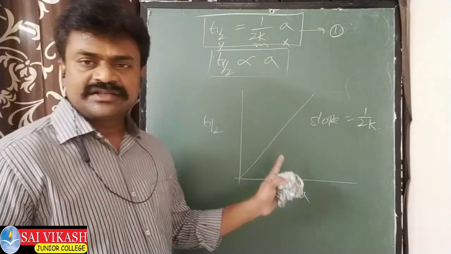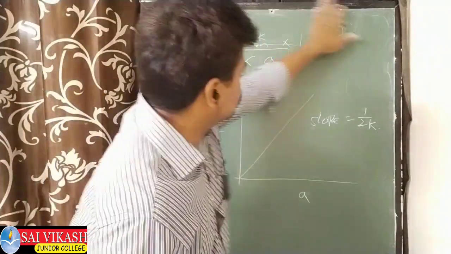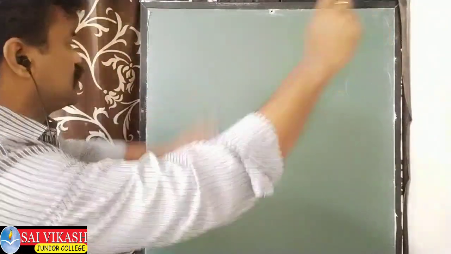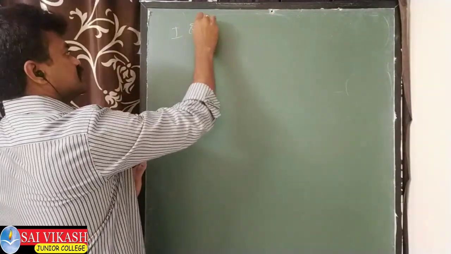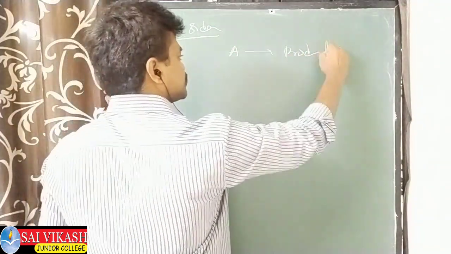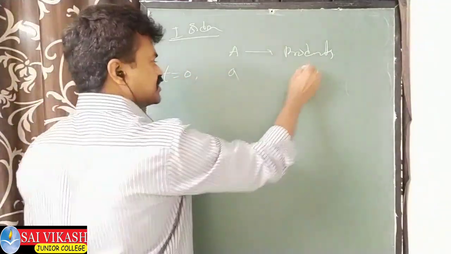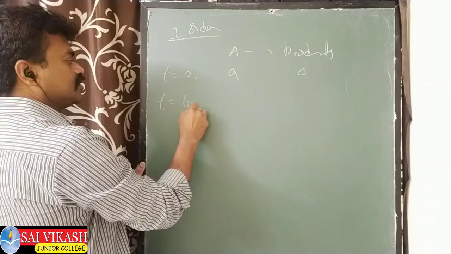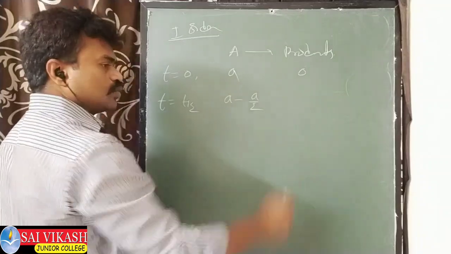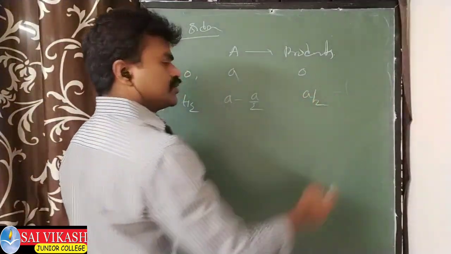So this is about the zero order half-life. Let us move into the first order half-life now. For the first order half-life, we know A gives products. When t equal to 0, the concentration is taken as A, and the product is 0. Now tell me, when t equal to t half, A by 2 is gone. Here also x equal to A by 2.